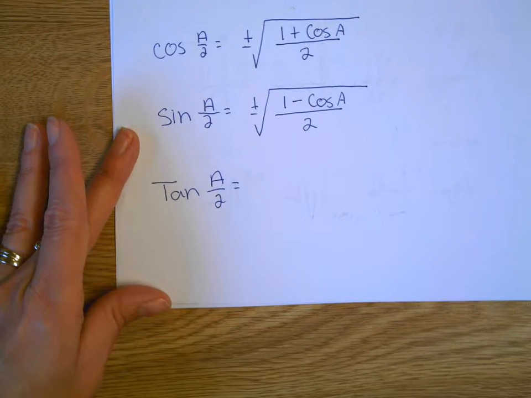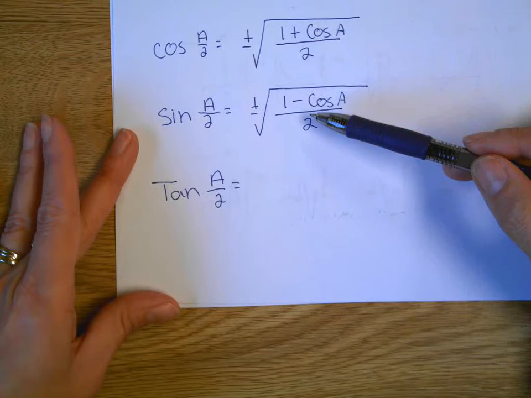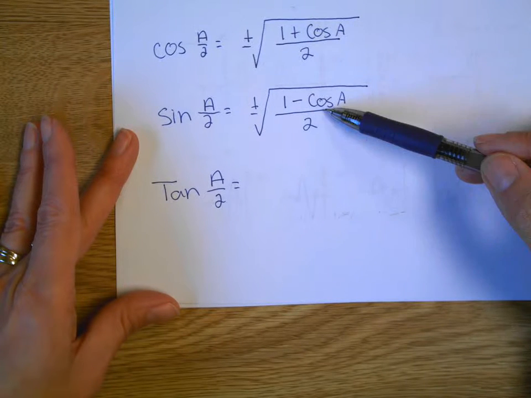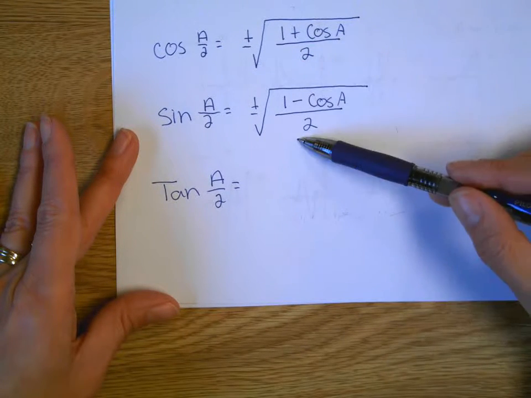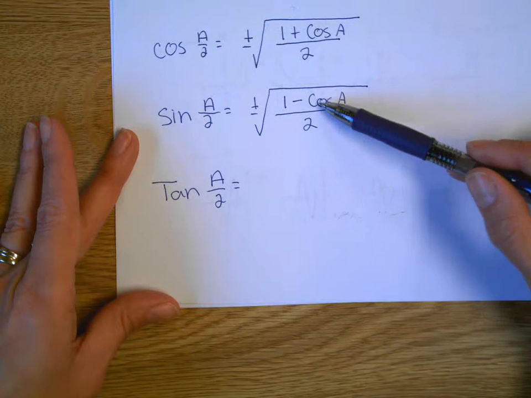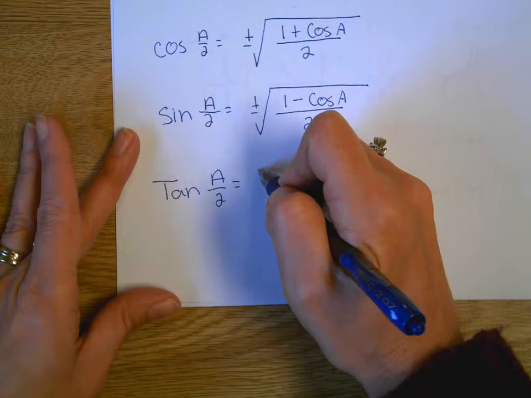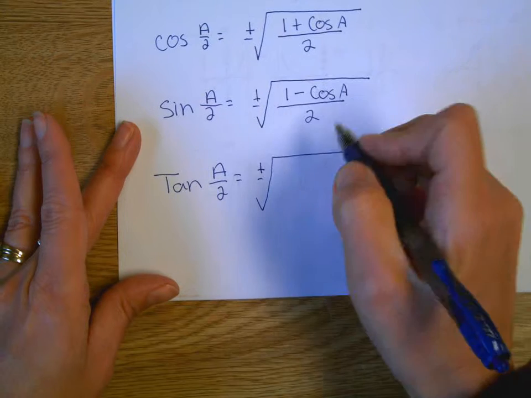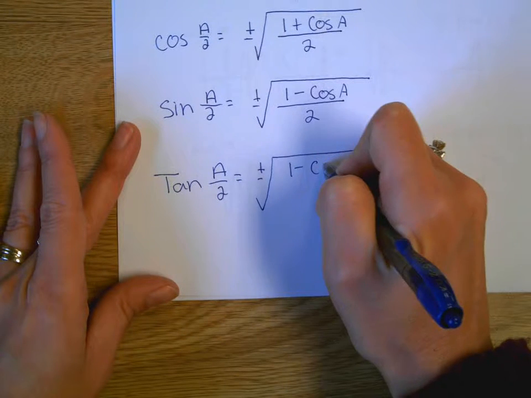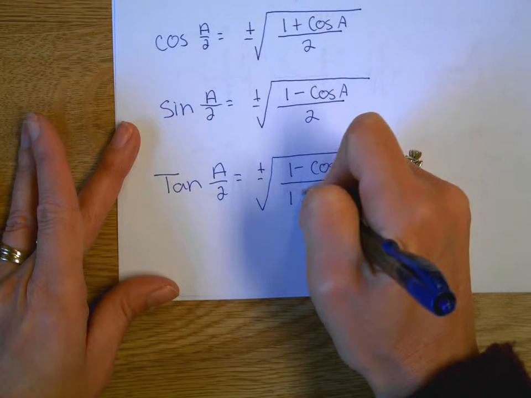And tangent is, think about it as sine divided by cosine. If you took those two fractions and you divided them, with the sine one divided by the cosine one, what's going to happen there? Can you see it? The twos are going to cancel. So it'll be 1 minus cosine over 1 plus cosine.